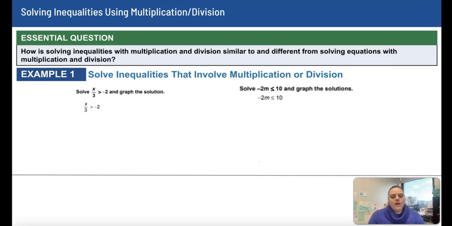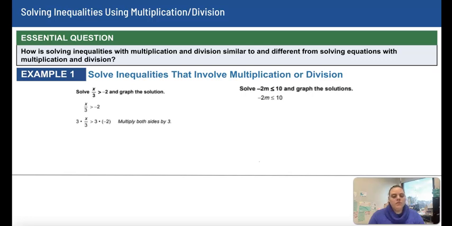So in this first problem, we can see we are solving x over 3 is greater than negative 2. And they want us to graph the solution. Well, we know that a fraction is division. So this is x divided by 3. If that's something you often forget, write that into your notes, that this fraction is really saying x divided by 3. That helps us see that what we need to do is multiply both sides by 3.